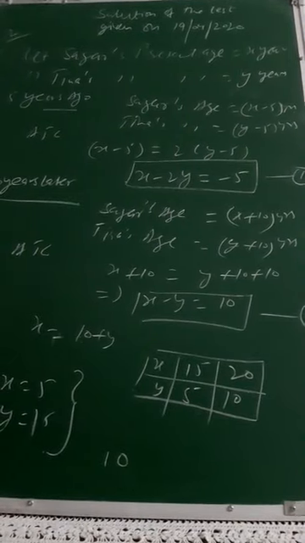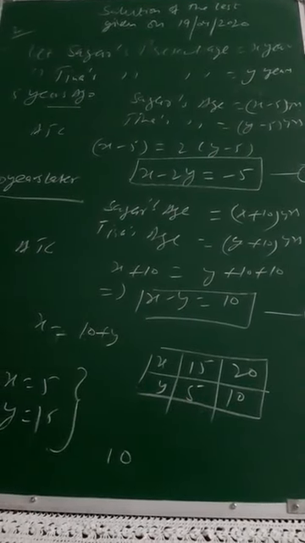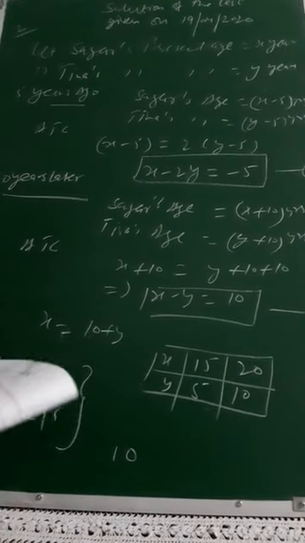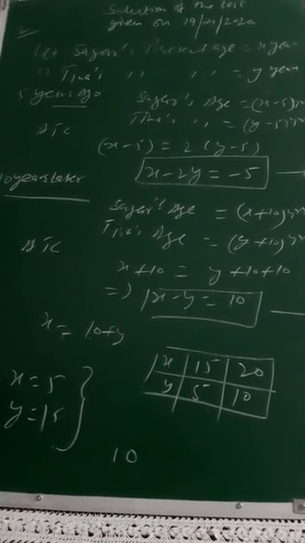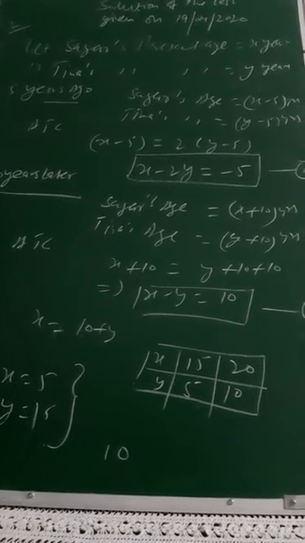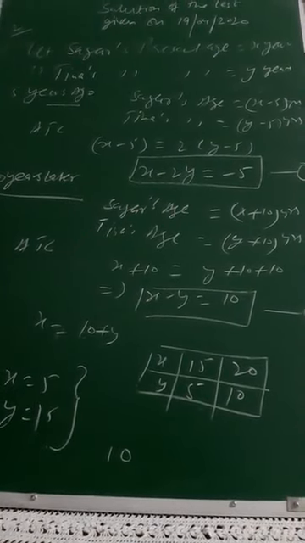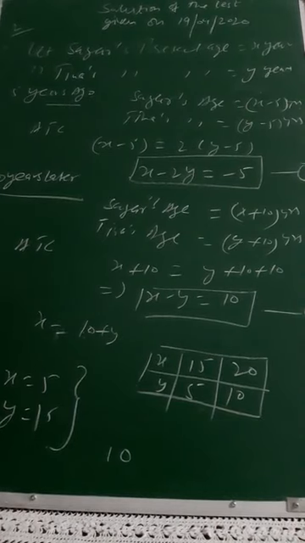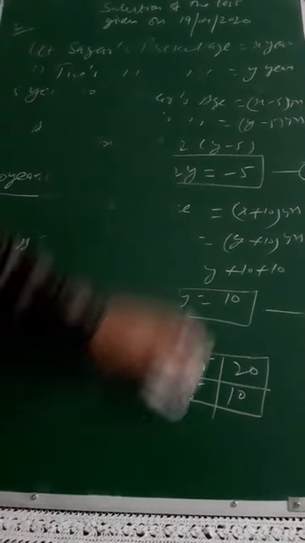Then it was number 3. Please check the point of intersection, and at last the extra part that was asked: what was the age of Sagar when Tina was born. So take the difference of the 2.